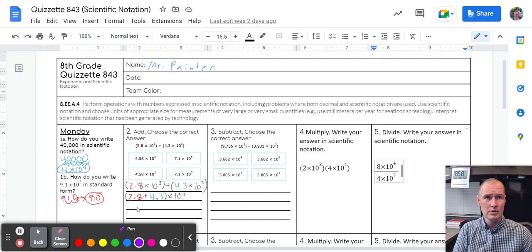So 2.8 plus 4.3 is going to give us 7.1 times 10 to the third power. And that's really about it. That's it. So that is adding in scientific notation. Give you a little time to look at that, copy it down as needed. And as you can imagine, subtraction is going to be nearly the same thing. But instead of adding, we're going to subtract.